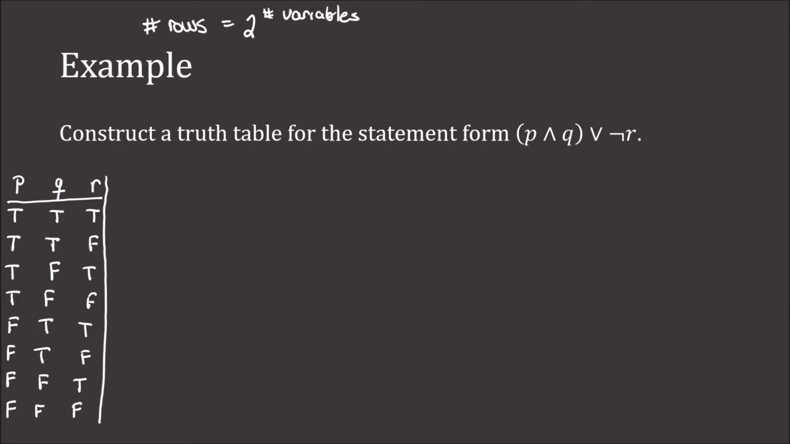Now the first statement I'm going to look at is P and Q. Let's create a column for that. The conjunction between P and Q is true only when both are true. So the first 2 rows will be true. Notice that every other row is false.